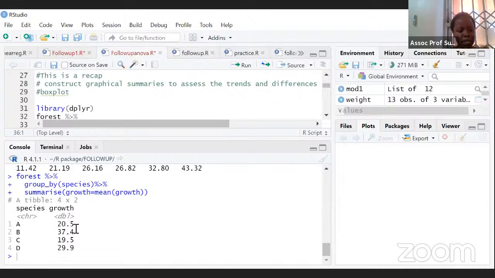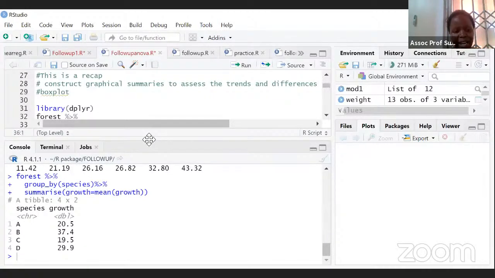Okay. So the data is here, the summary I've gotten. We have species A, B, C, and D, and their mean growth. So here I wanted to see summary by mean by species. So we can now comfortably say that species B has the highest mean growth. D is also following B, and the one with the least mean growth is C, which is 19.5.